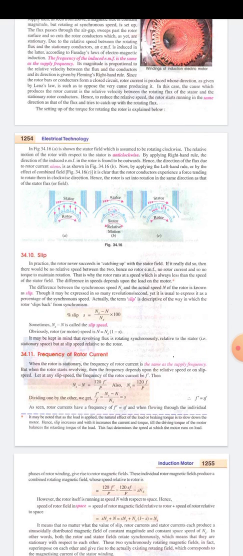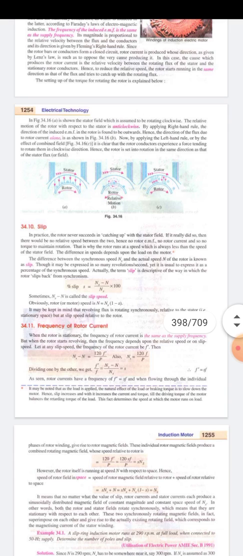According to Faraday's laws of electromagnetic induction, the frequency of the induced EMF is the same as the supply frequency. Its magnitude is proportional to the relative velocity between the flux and the conductors, and its direction is given by Fleming's right hand rule. Since the rotor bars or conductors form a closed circuit, rotor current is produced whose direction, given by Lenz's law, is such as to oppose the very cause which is producing it.